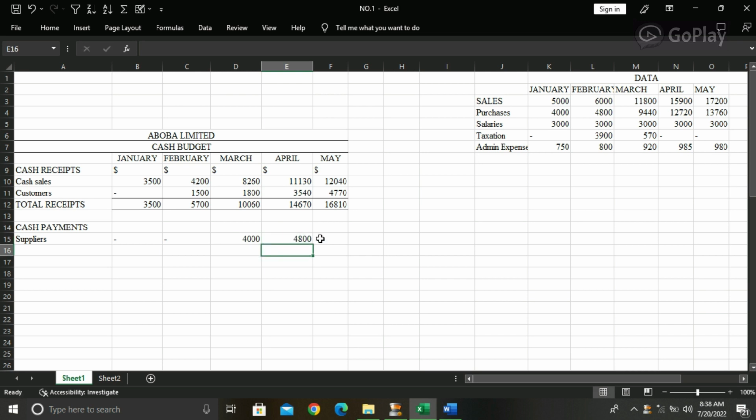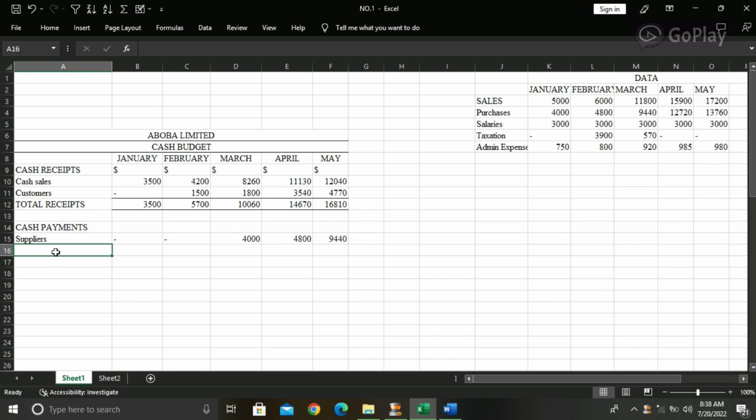And that of March, the purchases for March will also be paid in May. So we have 9,440. So that is how much we will be paying to our suppliers.